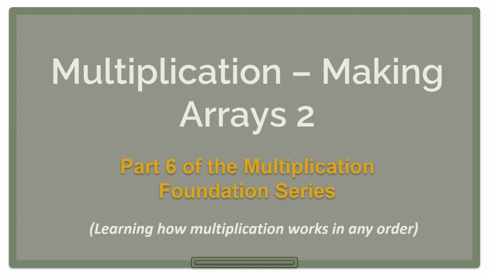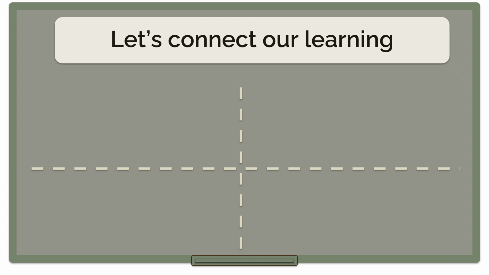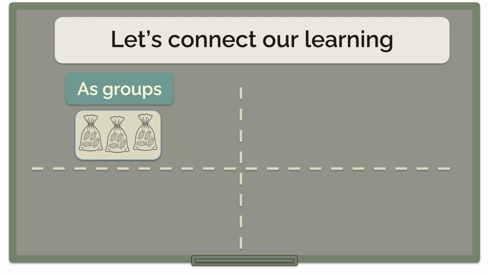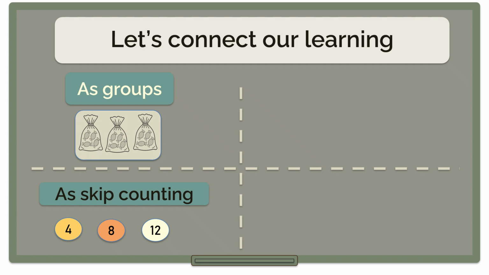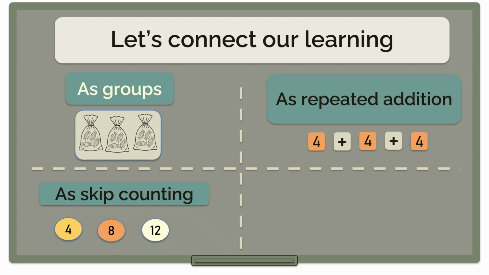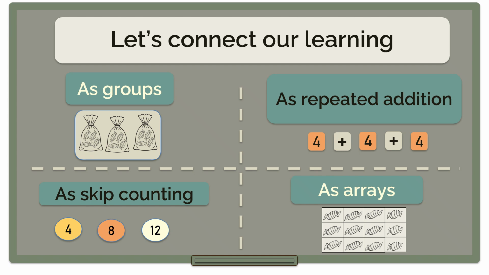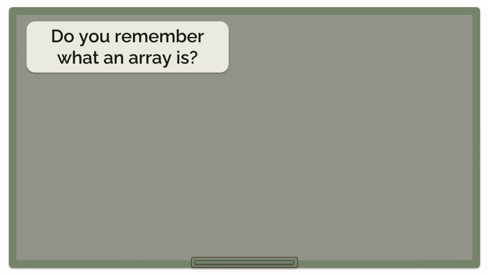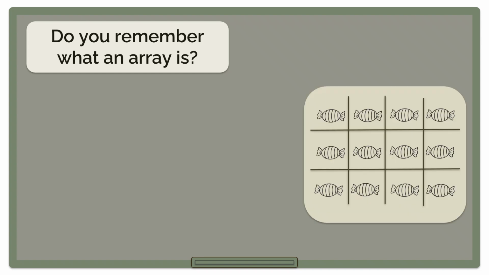But before we get to that, let's connect our learning. What are the different ways that we can show multiplication? First is as groups, the second, as you know, is as skip counting, the third is as repeated addition, and the fourth is as arrays.